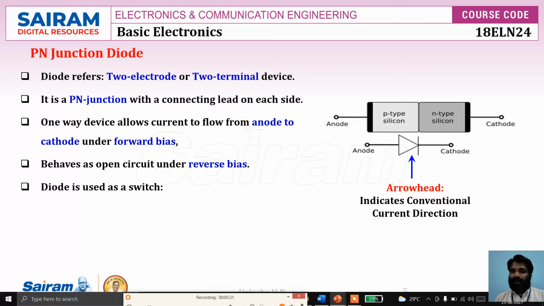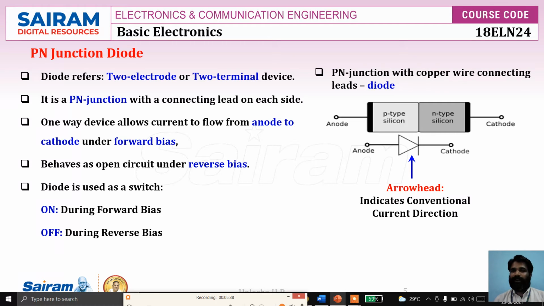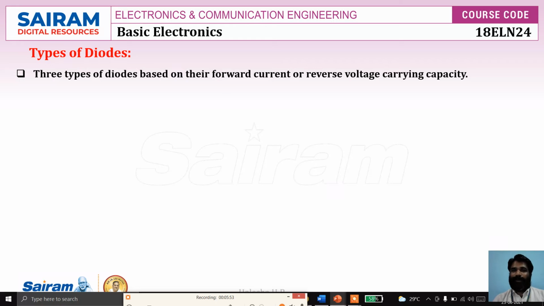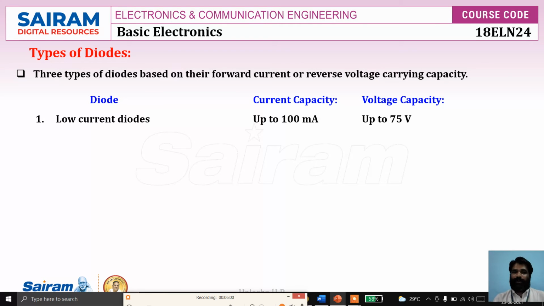The diode is used as a switch. It is on during forward bias and it is off during reverse bias. This is the PN junction with the connecting copper lead wire. This is the PN junction diode. Now we'll see types of diodes. Based on the current capacity and reverse voltage carrying capacity, there are three types of diodes. One is low current diodes, where current capacity is up to 100 milliamps and voltage capacity is up to 75 volts.